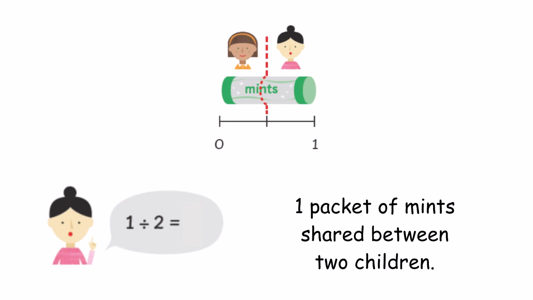How did you get on? Great job! We know from our learning on fractions that we can write one out of two equal parts like this. And we call it 1/2. Let's say the number sentence together. 1 divided by 2 equals 1/2.